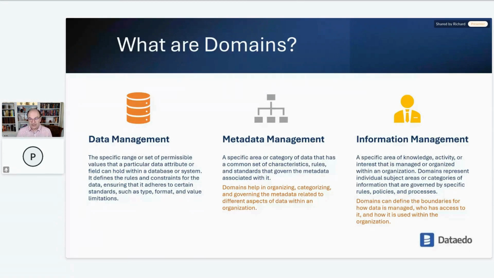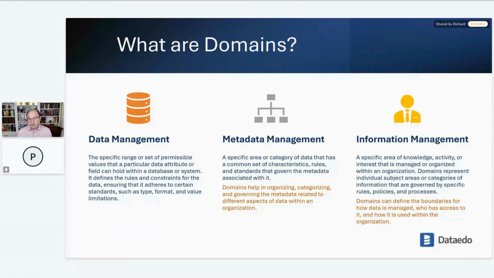If we talk to information management people, they want to focus on creating boundaries or categories of information and then associating that with the assets and the knowledge, the glossary terms, whatever pertains to that area of knowledge, domains. So they are focused on knowledge.